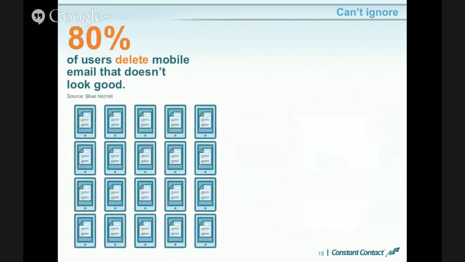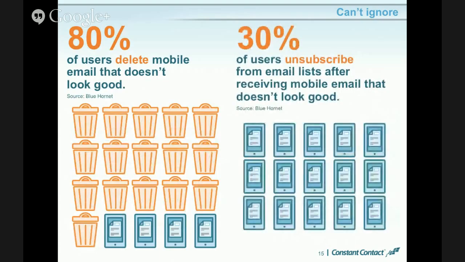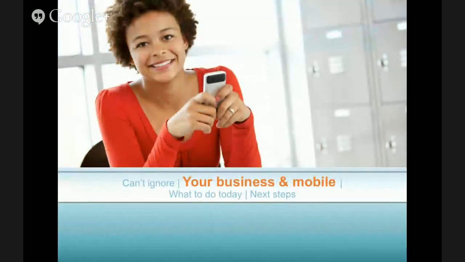80% of users delete email that doesn't look good on their mobile device. So you can imagine all of those are just kind of wiped out. And 30% of users unsubscribe from email lists after receiving mobile email that just does not look good. So how do we take care of that for our businesses?